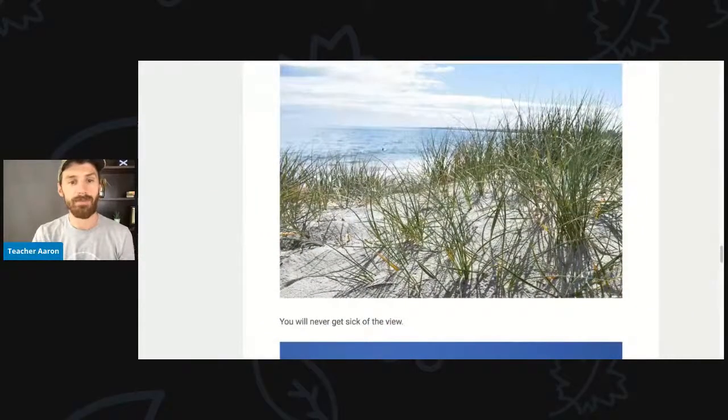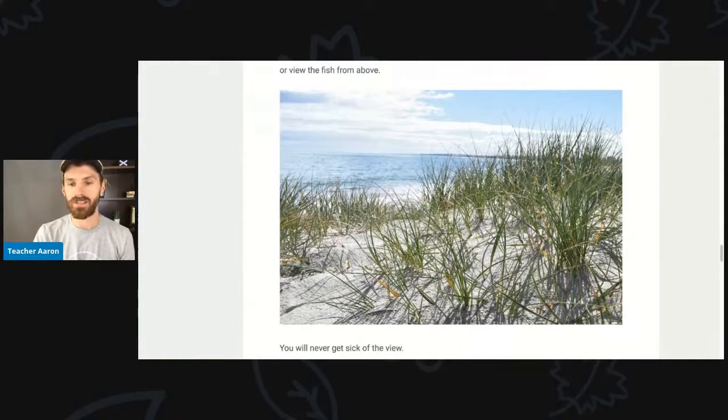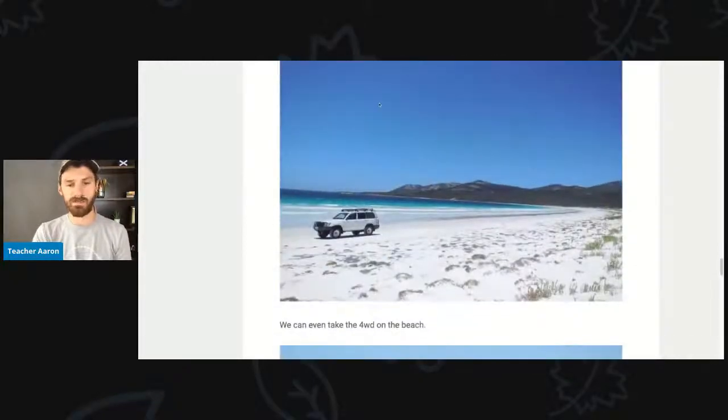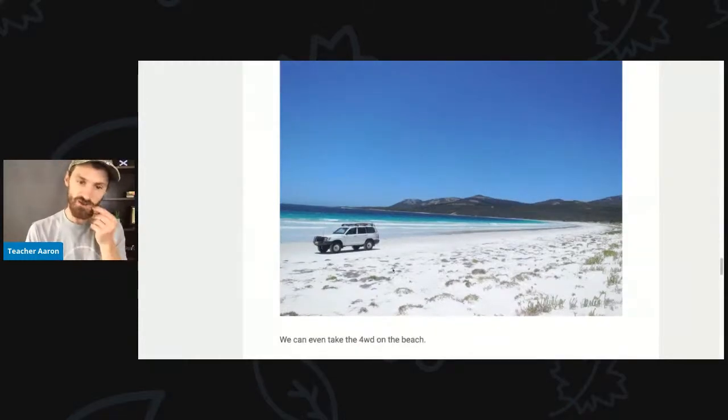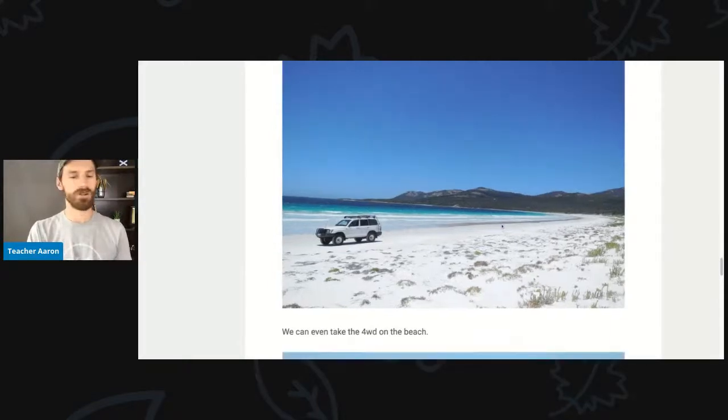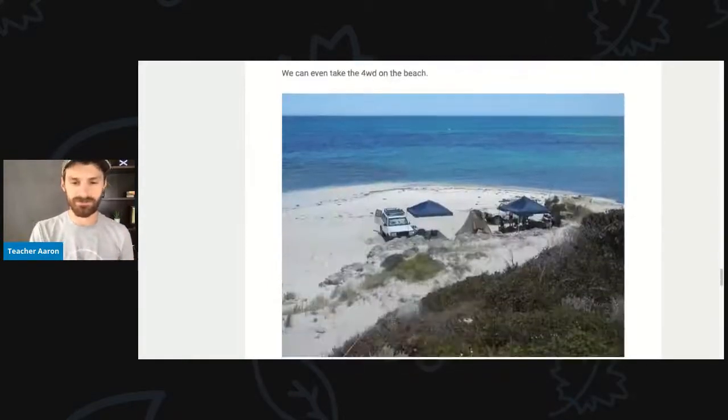All right, here is a picture of the beach with a lot of grass, and it looks very beautiful. The water is blue. It's a sunny day with white clouds. All right, here is a vehicle, a truck that they are driving on the beach. And wow, look how blue the water is. It's so clear, very beautiful.